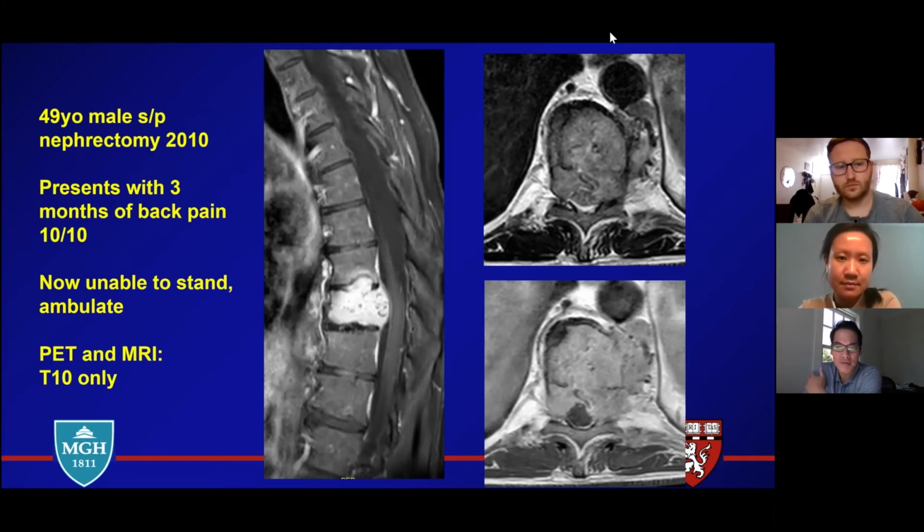Anyone else? Any other thoughts? She took the words right out of my mouth. Okay, so we have two for radiation. Anyone else?